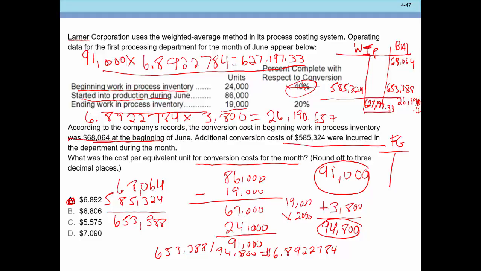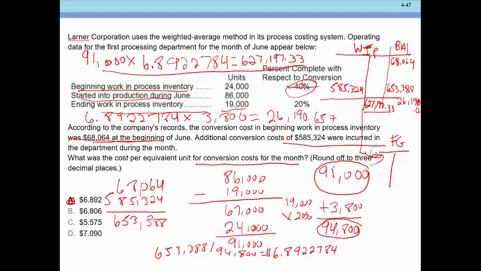What did I debit when I credited my work in progress for that amount? My finished goods, good. So that's going to be 627. Well, I'm not going to write it again. We credit the finished goods for that. We debit the finished goods for that amount, right? Okay. And then we're left with the ending inventory. The 3,800 equivalent units that are sitting in ending inventory, that's their value.